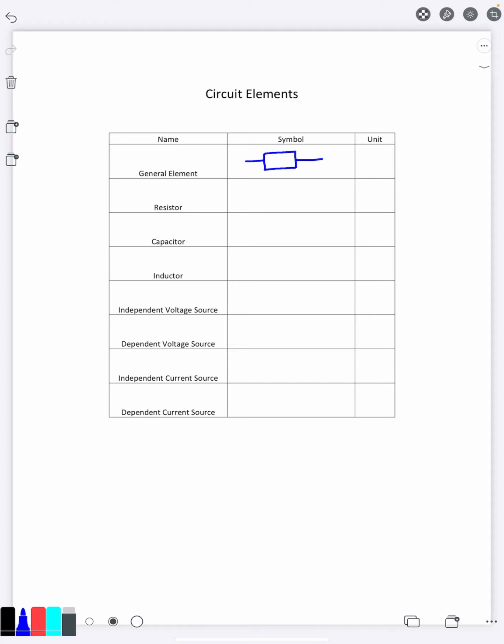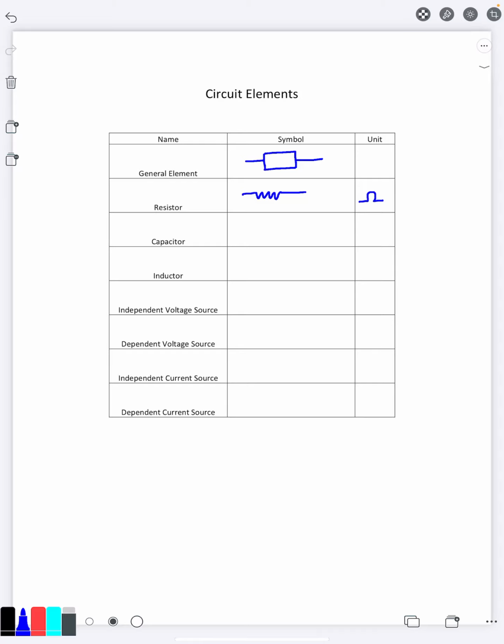Next up is the resistor, which looks something like this, and the unit for that is ohms. Now my resistor drawn there is absolutely not perfect, and I don't expect yours drawn to be perfect either. As long as it gets the concept down of what it's supposed to be, a resistor there, that's fine.